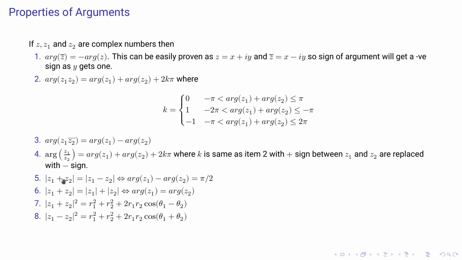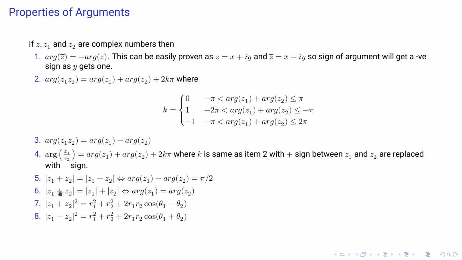If you take the mod, then it will be x1 plus x2 whole square, and the other part will be y1 plus y2 whole square, and you take the square root of all that. And the other mod will also be the same. So if both are equal, then the argument difference will be pi by 2. To understand this, you will have to wait until I deal with the geometrical representation, then you can clearly see how this is going to work out.